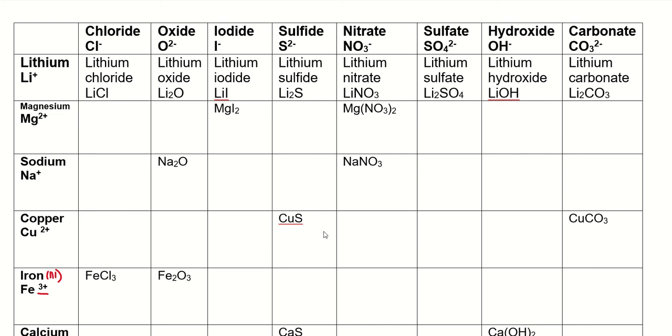Let's do iron. So we're going to do iron and we're going to do nitrate here. So the chemical we form is iron nitrate. So unlike previous ionic compounds, if you're dealing with polyatomic ions, they don't change names.